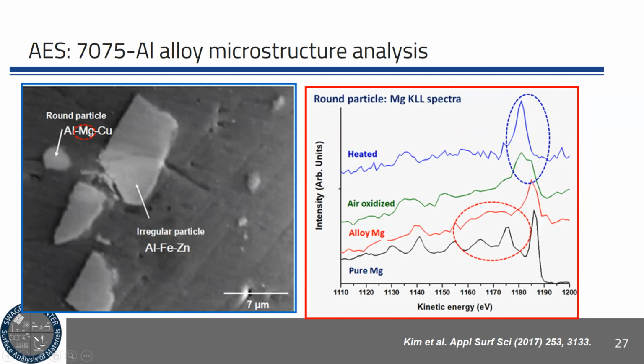So for example, this round particle has aluminum, magnesium, and copper composition. And furthermore, we can use the Auger spectroscopy to determine the chemical state of the magnesium, shown on the right here. Looking at the peak positions, peak shape, and relative ratios of the peaks, you can assess the chemical state of magnesium as the sample underwent different treatment.